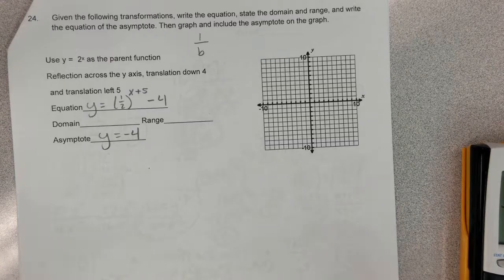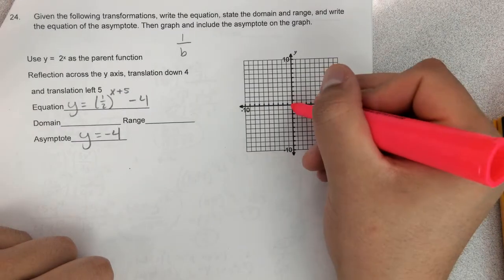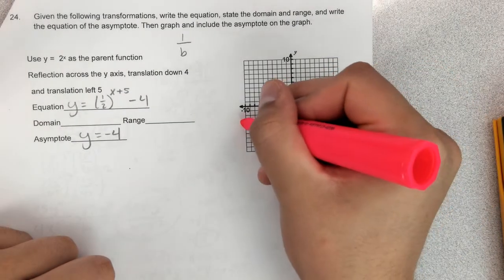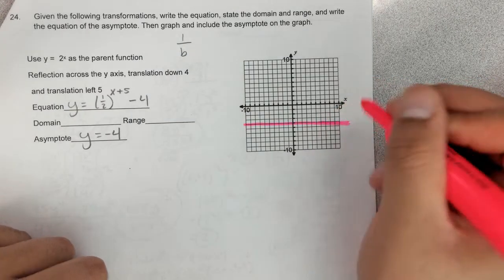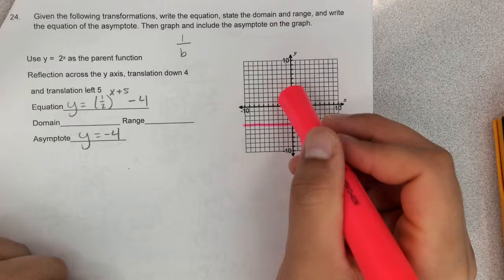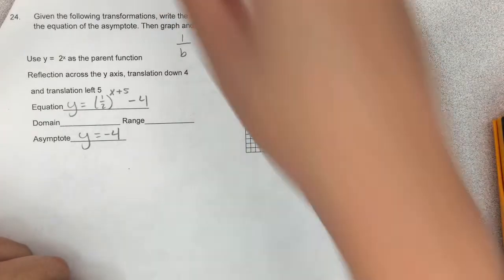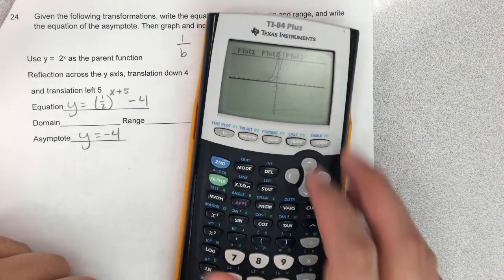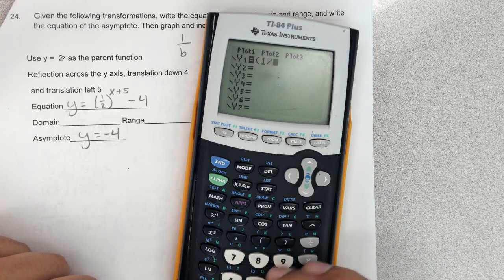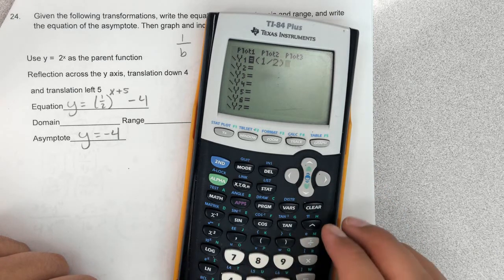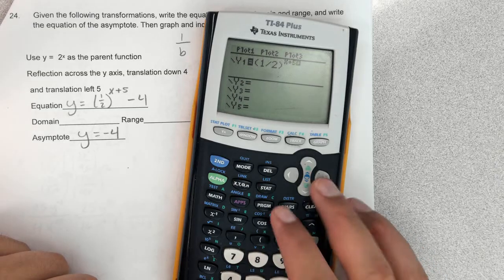Alright, so once you know the asymptote, just put it on the graph. So 1, 2, 3, 4. The reason you want to put the asymptote first is because it kind of guides you when you make the graph. So let's get a couple points and let's graph this. So 1/2 to the power of x plus 5 minus 4.